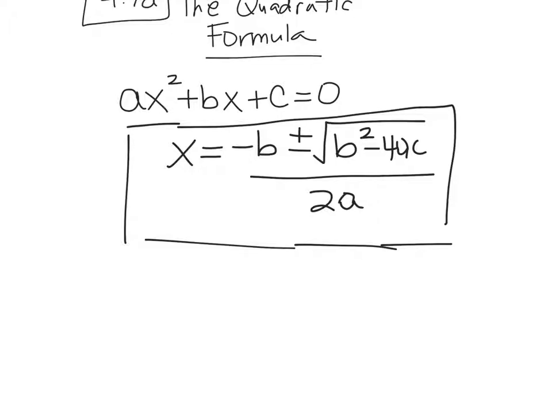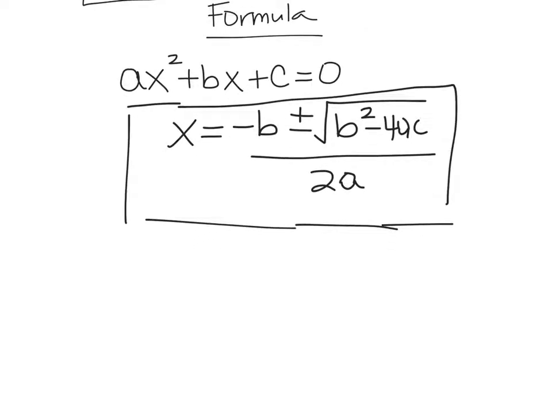Take a look at this. What if you cover up the square root part? What do you get? Negative b over 2a. We've seen that somewhere. Axis of symmetry, huh? Okay, I have a proof that I'm not going to show you. All right, so let's move on.